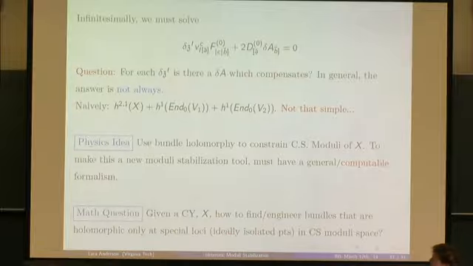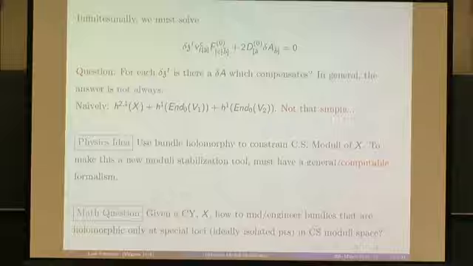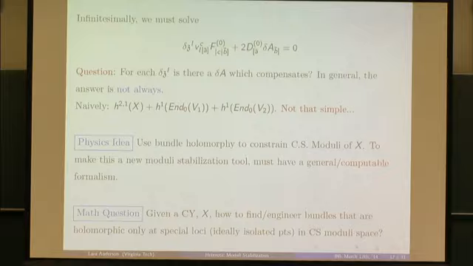So the physics idea is, rather than geometric flux as Roberto described, can we use almost exactly the same tricks using gauge flux? So how much moduli stabilization can we get out of this holomorphic condition? So we want to use this to essentially replace phase 1 of KKLT, and we need this to be a general, computable formalism. The math question is, how do I do that?